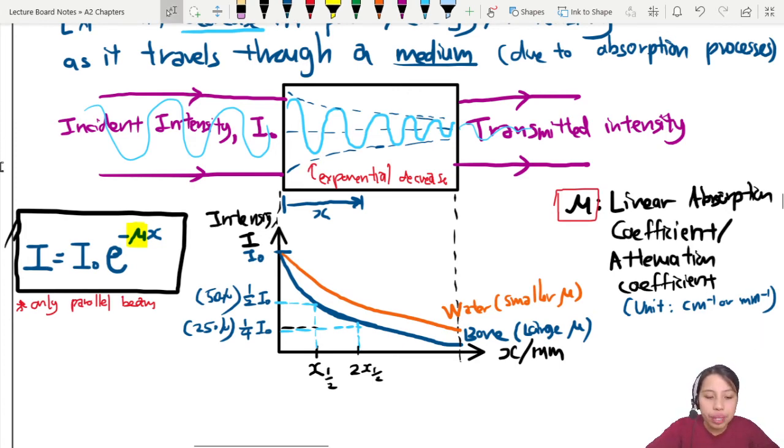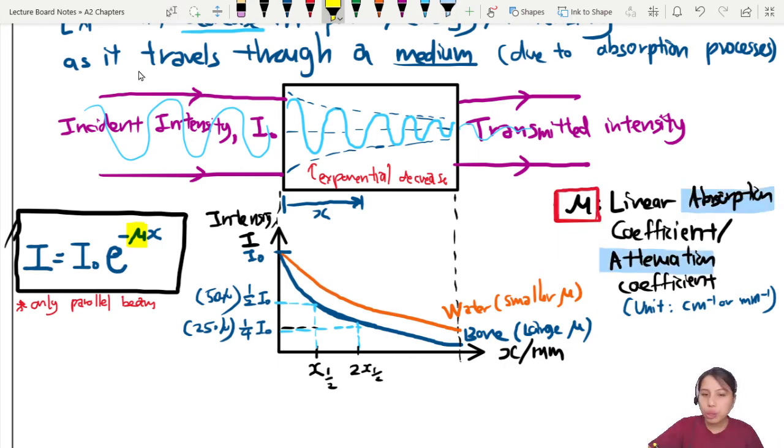Larger absorption, the bone here, larger mu; lesser absorption, smaller mu. Because after all, this is called the absorption coefficient. So if you have very large mu, you have very large absorption over here.